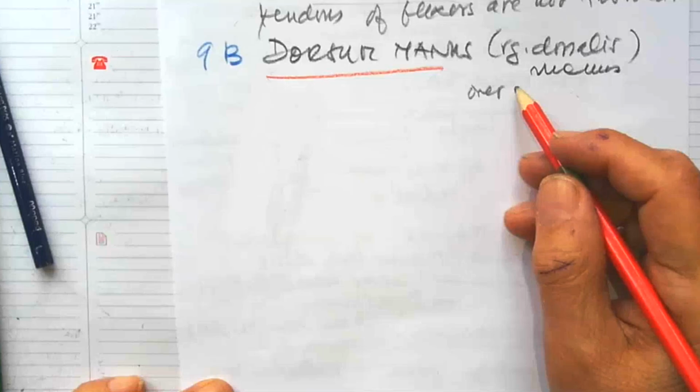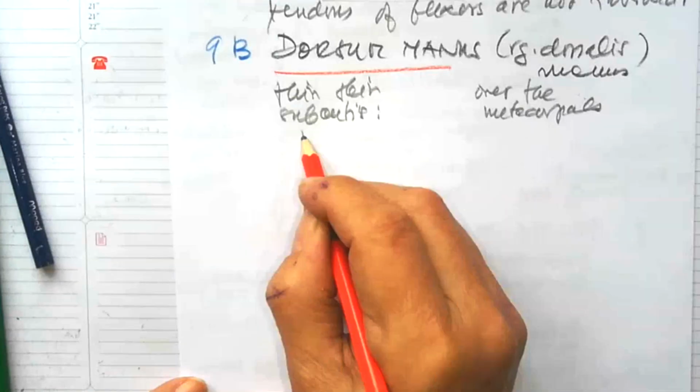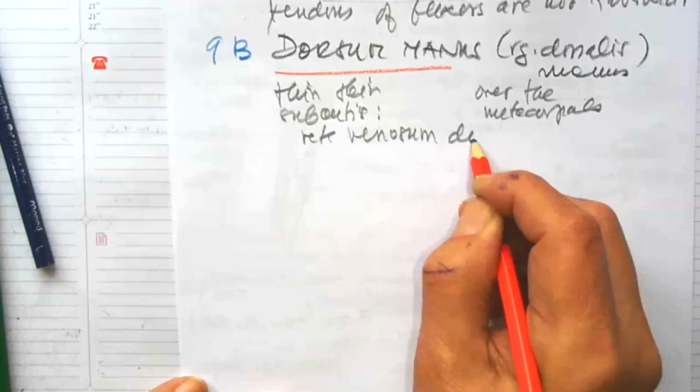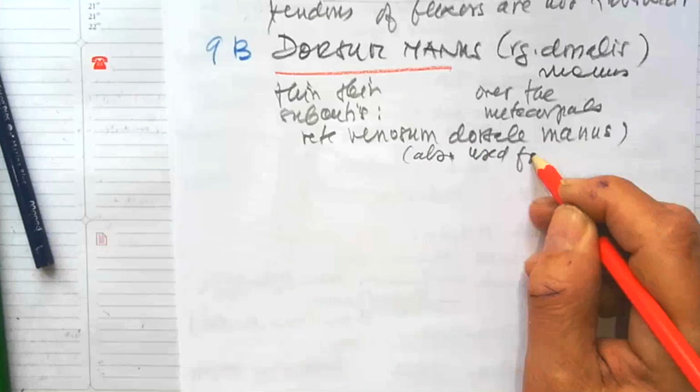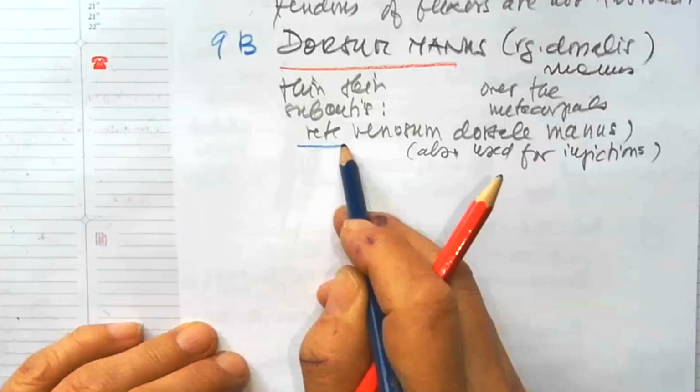We can look at the thin skin and we see the position of the tendons and also the rete venosum. In subcutis we see the rete venosum dorsale manus, also sometimes used for injections, not just injections, because we are speaking about the rete venosum. This is the dorsal venous network.